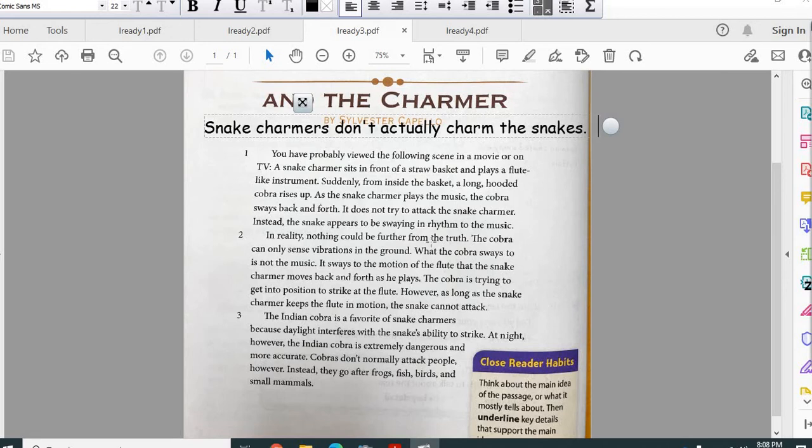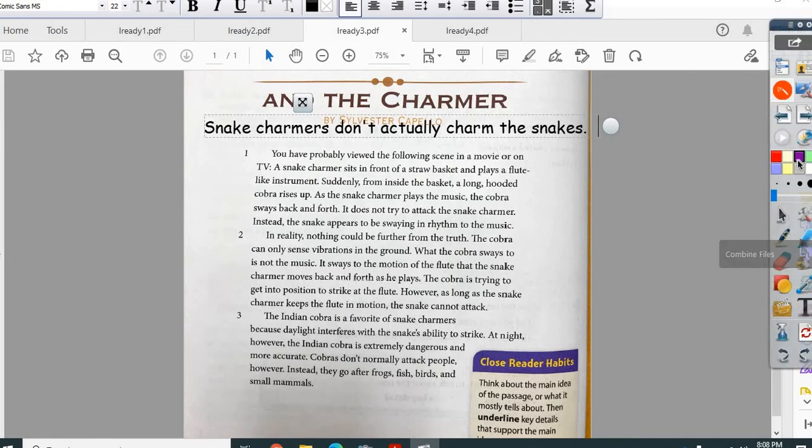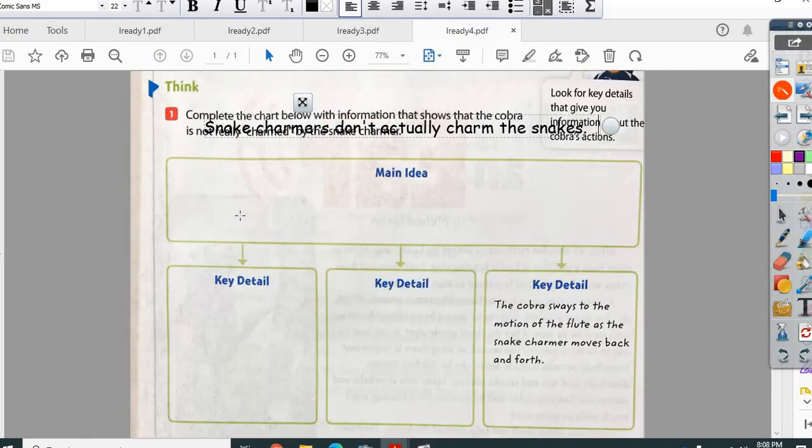I'm looking. Well, there's something that says, in reality, nothing could be farther from the truth. The cobra can only sense vibrations on the ground. What the cobra sways to is not the music. It sways to the motion of the flute. Yeah, the cobra is trying to get into position to strike at the flute. There we go. So we know that he's not really swaying to the music. It says he's not, but he is trying to get into position to strike at the flute. That would be a good one to put. So let's all put that for this.